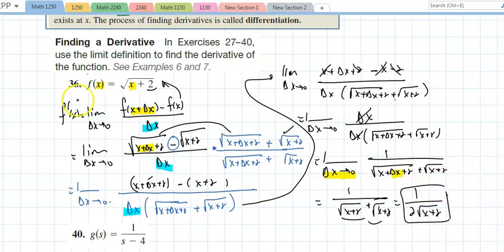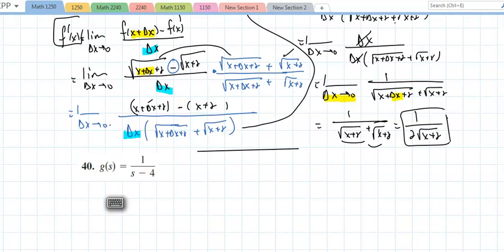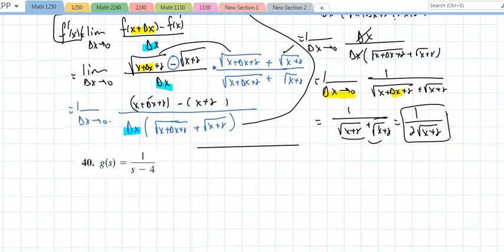So this is called the derivative, or the slope of the tangent at any given point. If you give me an x value, I'll plug it in, and there it is. And I have one more. I want to do the last type, which is a complex fraction. We did that already.